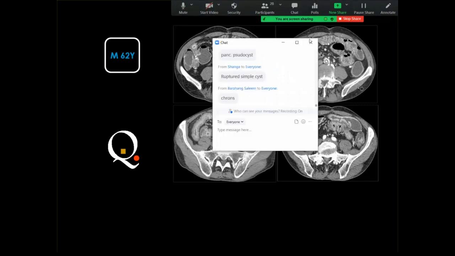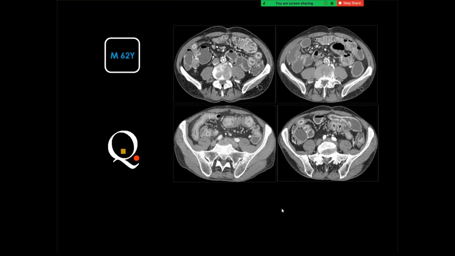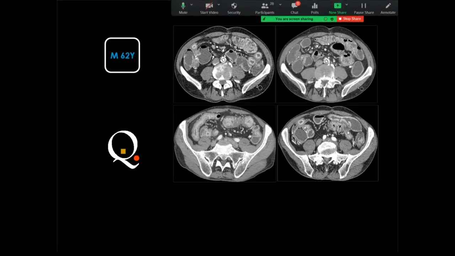Yes, this is the right answer. Crohn's disease, multiple segments of mural thickening and enhancement encroaching on the bowel lumen. The only diagnosis is Crohn's disease.